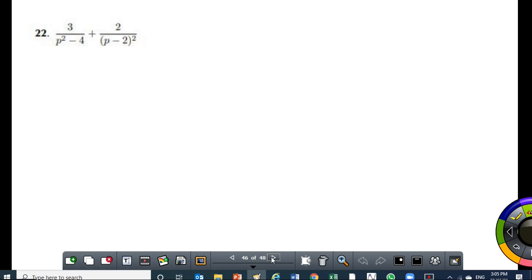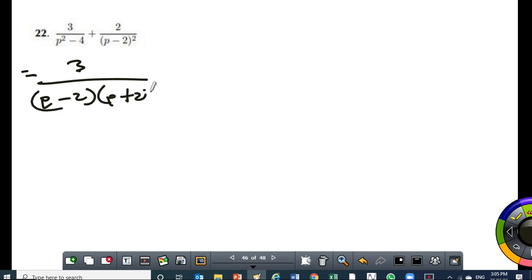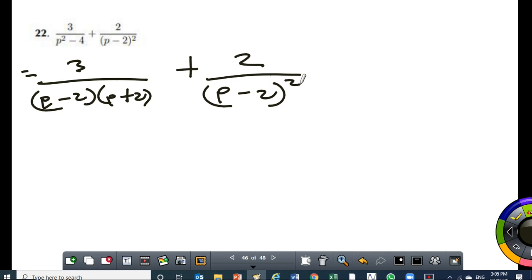Right, the next one has a denominator, or denominators, that are a little bit more complex. Like I said earlier, first thing you look at the numerator for each fraction, check if they can be factorized. So in this question, the numerator of the first fraction is an integer, so you can't factorize it. The denominator is a difference of 2 squares, so it can be factorized. So my first step is to write 3 divided by p minus 2 times p plus 2, plus the second one, which will be 2 over p minus 2 all squared, like that.